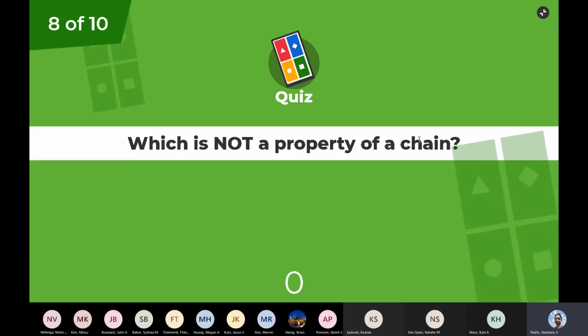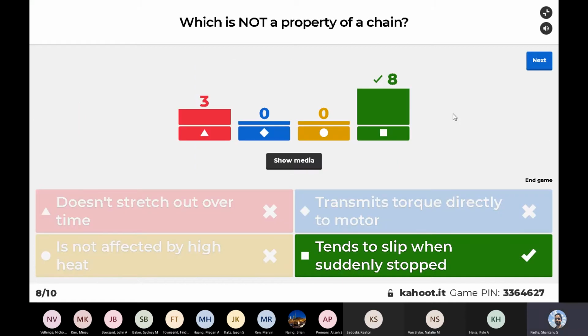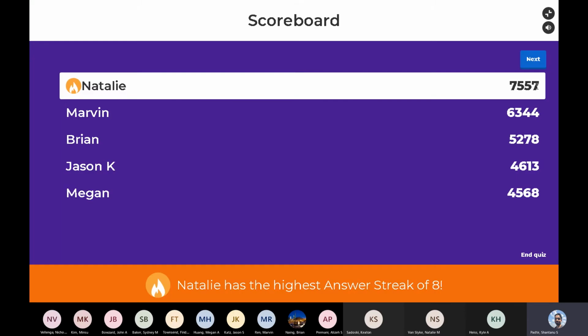Which is not a property of a chain? It's not that it directly transmits motor torque, or that it suddenly stops. Which is not a property of a chain? Yep, that's right. The chain generally meshes well with the teeth of the gear, so it does not slip. That's good.